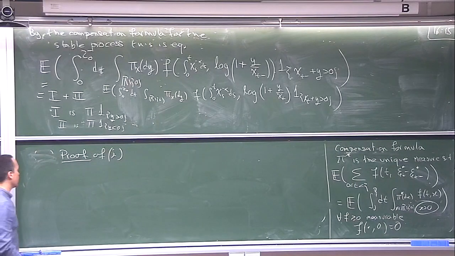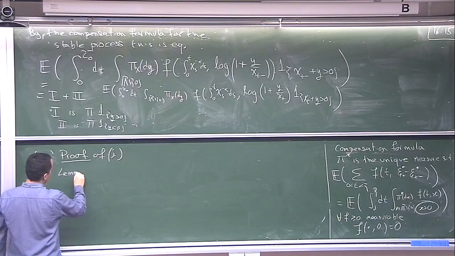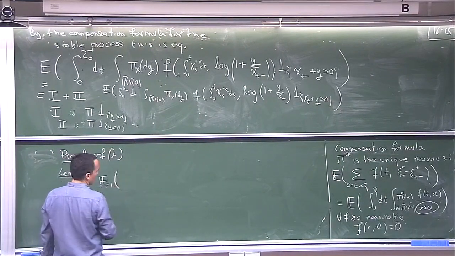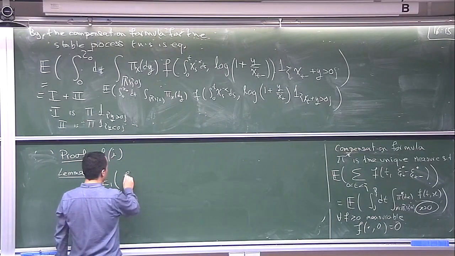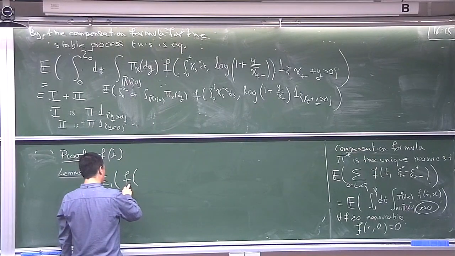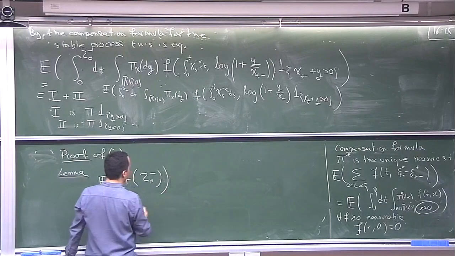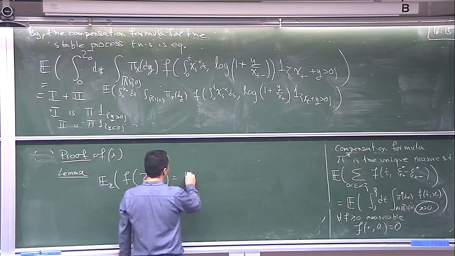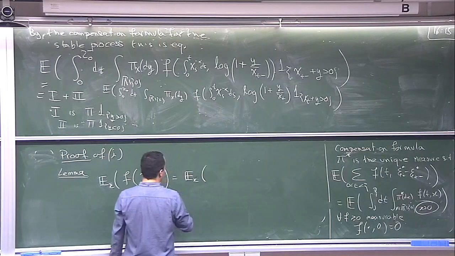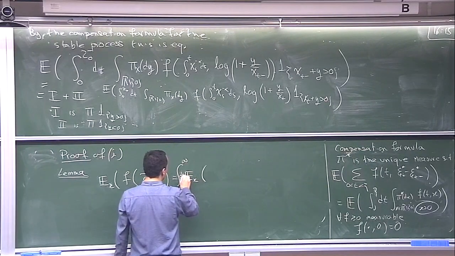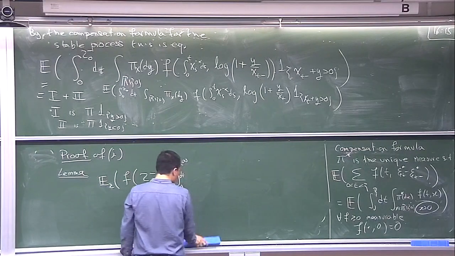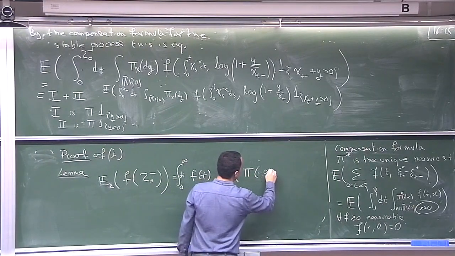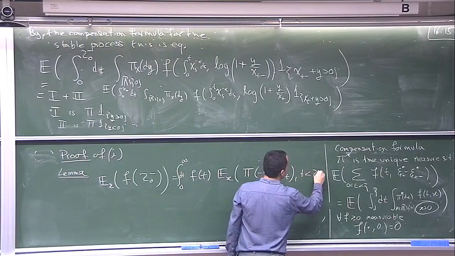For that, we need a lemma, which is that the expected value starting from any x of f of tau 0 minus can be written as the expected value of the integral from 0 to infinity in dt of f of t times the expected value of pi of minus infinity xt for t smaller than tau 0 minus.